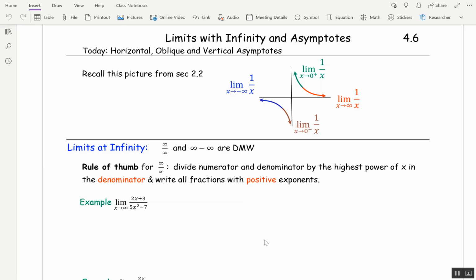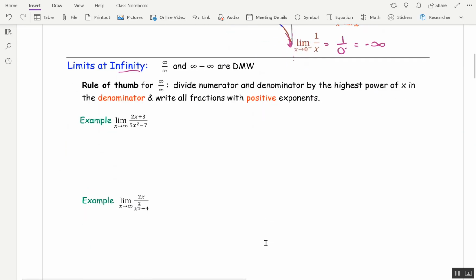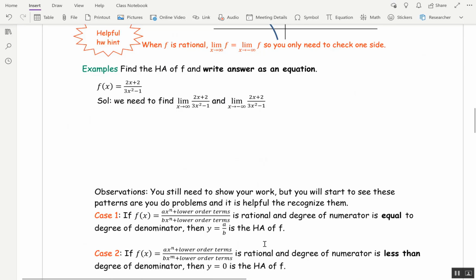Welcome to section 4.6. We're going to talk about limits at infinity and horizontal asymptotes and vertical asymptotes. Now, before I talk about limits at x equals infinity or negative infinity, let me just go back and do a review of what we've already done.